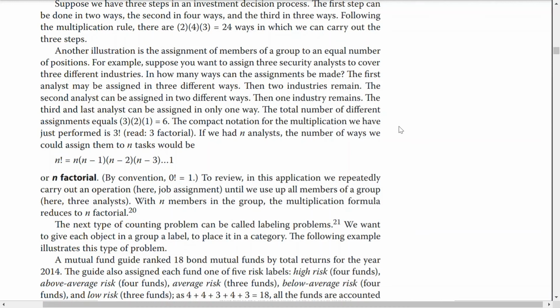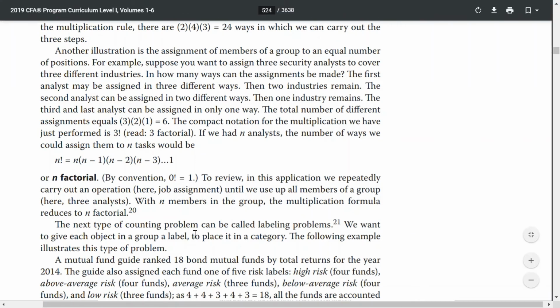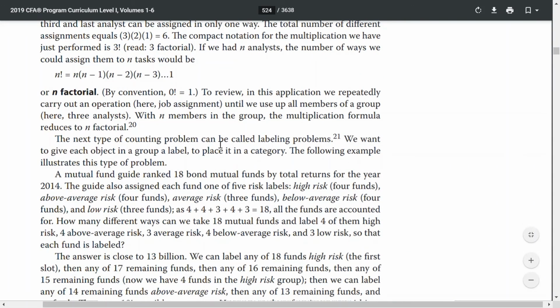The compact notation for the multiplication we have just done is 3 followed by an exclamation mark, read as 3 factorial. When we have n analysts, the number of ways we can assign them to n tasks would be n factorial. By convention, 0 factorial is 1, but that's just a rule, just as anything to the 0th power is 1. To review, in this application, we repeatedly carry out an operation: job assignments in a group. The next type of counting problem can be called the labeling problem.